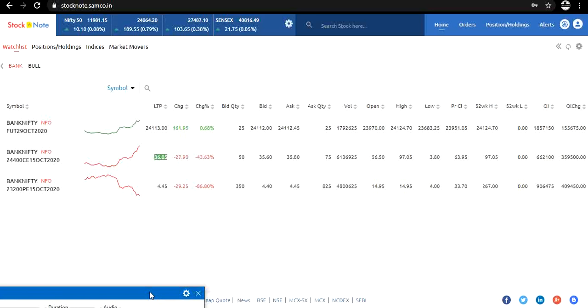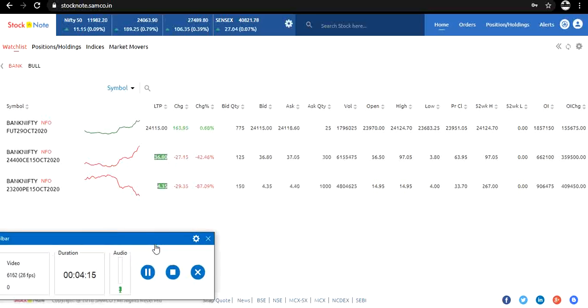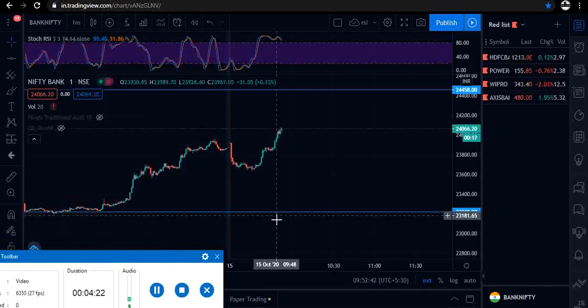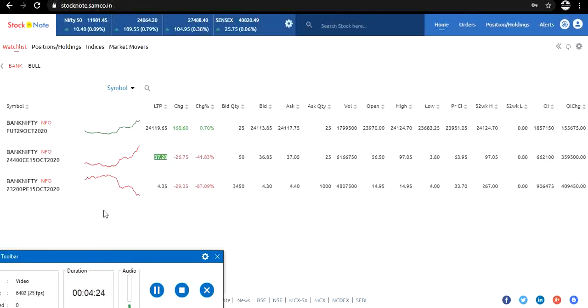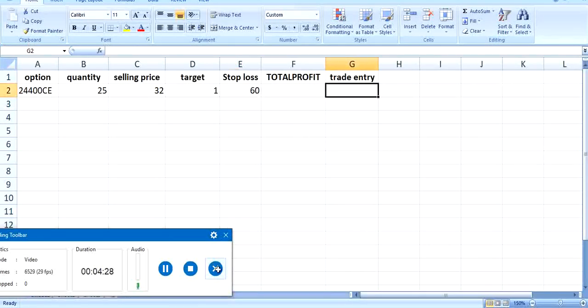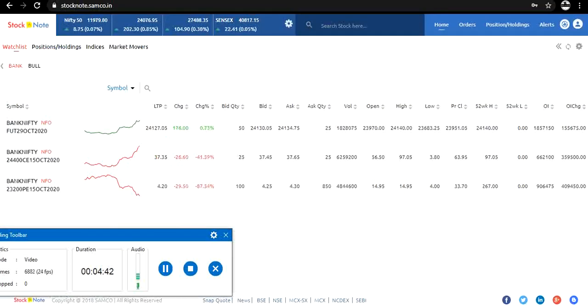Okay traders, so here you can see that I have added the 23,200 put, that is we have traded here. So okay, now let me also add the time here at which I entered the trade. It was near 9:50 a.m. Okay traders, it's coming on to here.